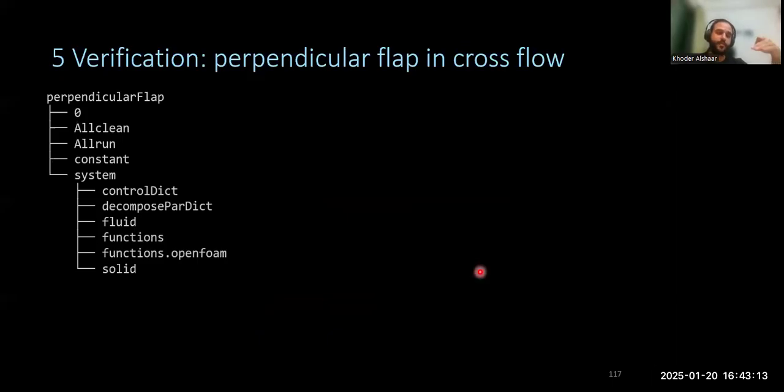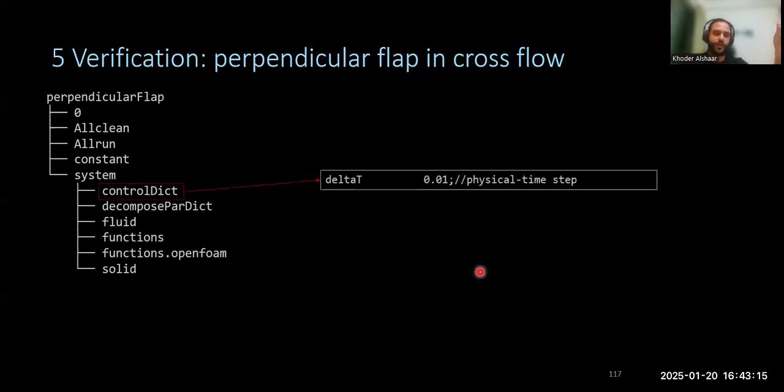In the system folder, I'm just going to talk about the control dict. In the main control dict, we define the physical time step. According to the physics of the problem, we can set whatever value we want to solve at. I forgot to mention in the slides that in the fluid part for this test case, we are using an implicit solver. So again, this delta t is set accordingly.